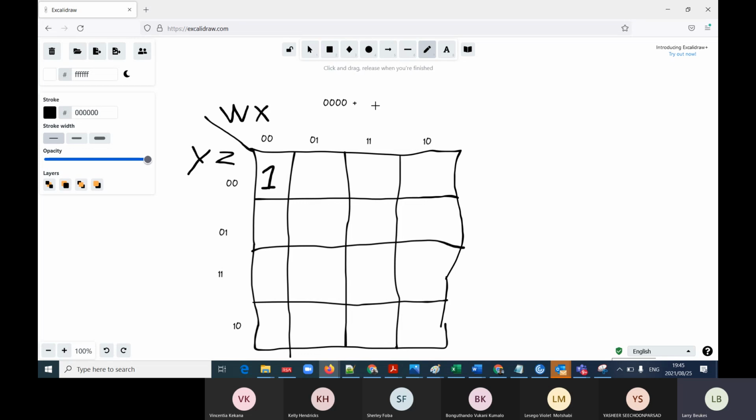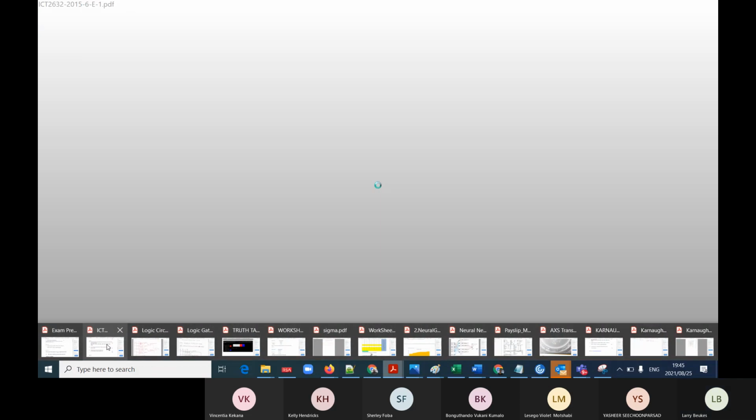We plot a 1 because this is in SOP form. Actually, in this module, your lecturer only asks you to do it in SOP form. You never do it in POS form. So you're lucky. You will always have to plot a 1 wherever that output is true. Basically, wherever you see W off, X off, Y off, and Z off, so 0, 0, 0, 0, you're gonna plot a 1. All right, let's go to the next one.